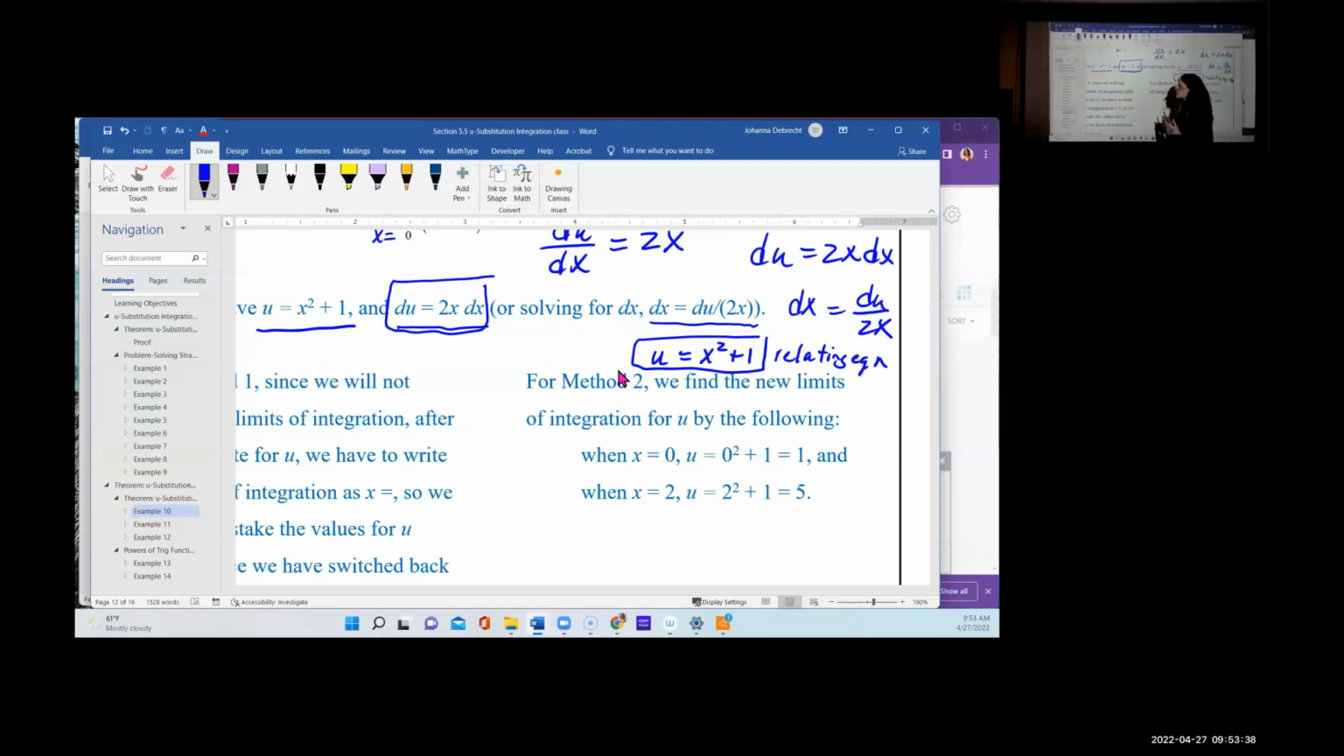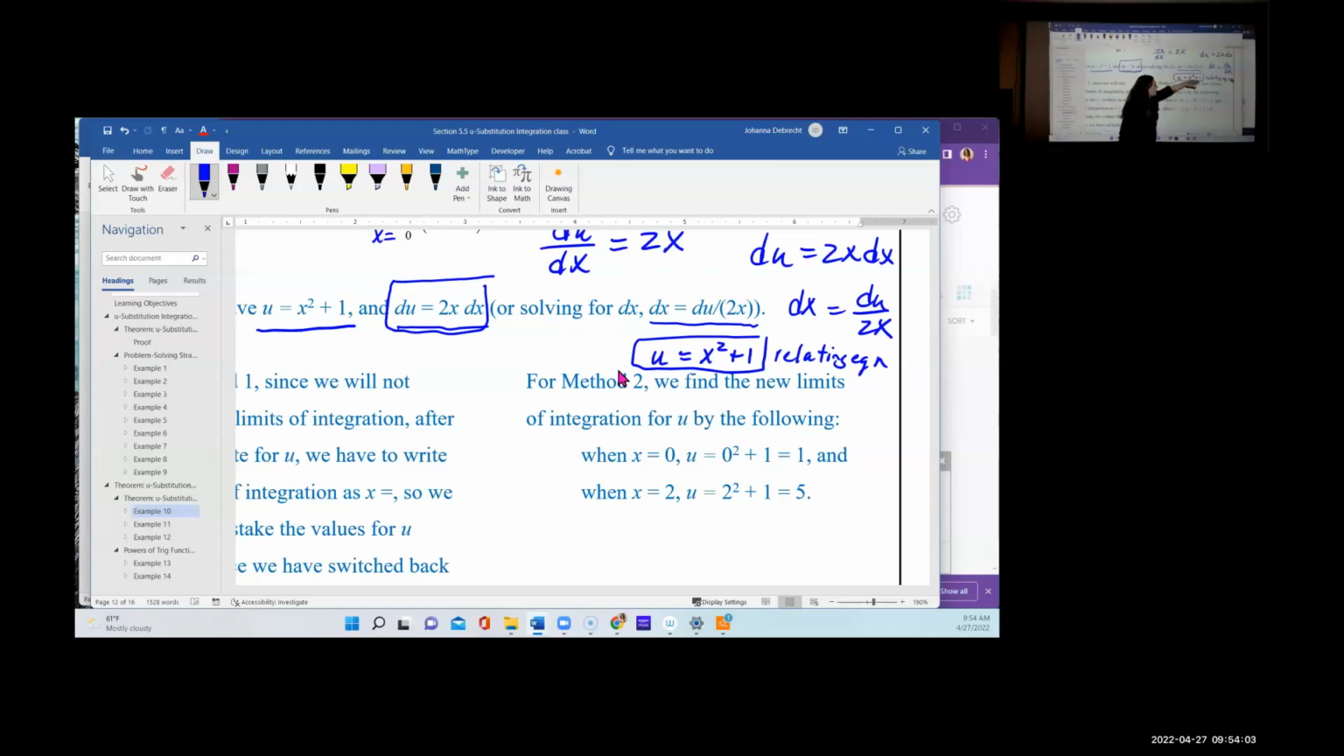That relates the u to x. So I start with the limits of integration. The limits of integration are from x equals 0 to x equals 2. So I make 2 lines. And I say when x equals 0, u equals, and then I use the relating equation to substitute the value of x to find the value of u.